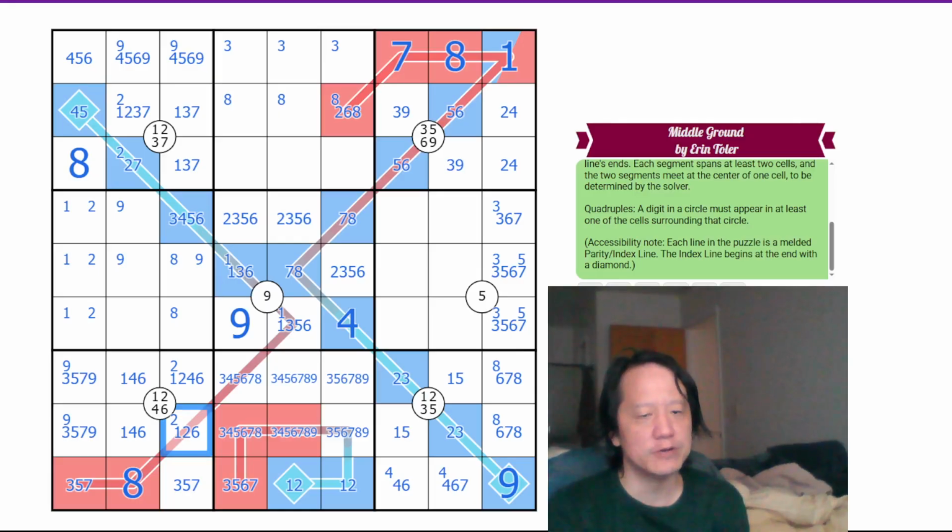So if this is parity only, this is 1. If this is index only, so this cannot be index and parity. Because if it's index, so this has to be index or parity here. We don't know which.